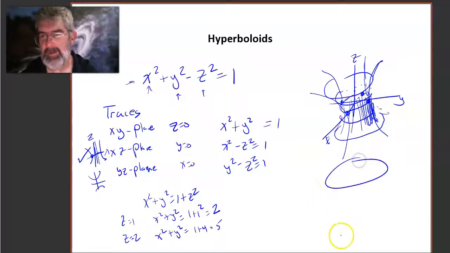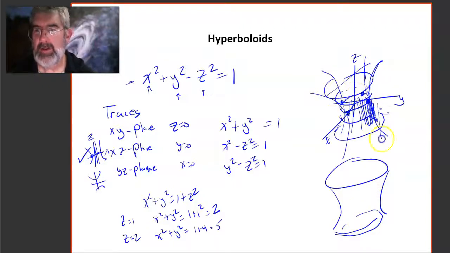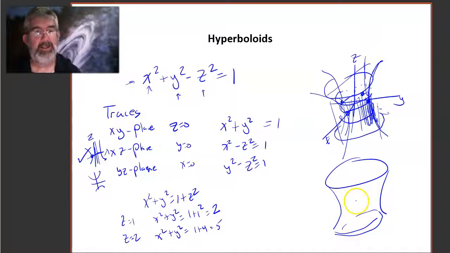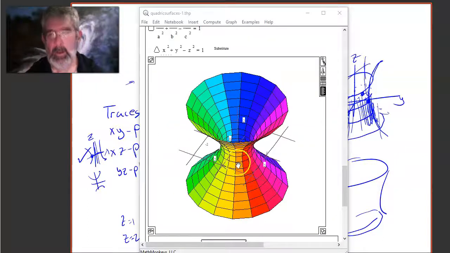It's got circular cross sections perpendicular to the z-axis, and then it has elliptical cross sections. Not elliptical. That would be hyperbolic cross sections when I take a plane that contains the z-axis, right? So if I take a plane going this way, the intersection is a hyperbola. Okay. You may have seen these things before. They look like cooling towers for nuclear power plants. Here's a better picture of one. This is precisely the same one we were looking at, x squared plus y squared minus z squared equals 1.